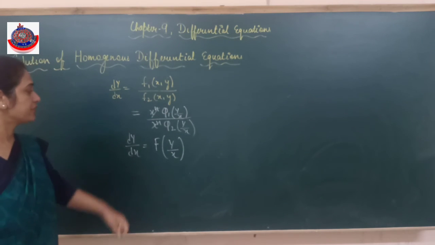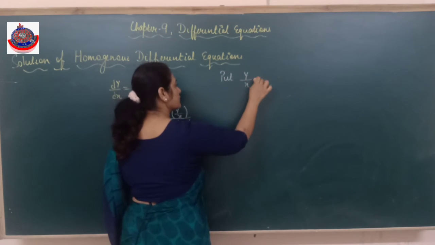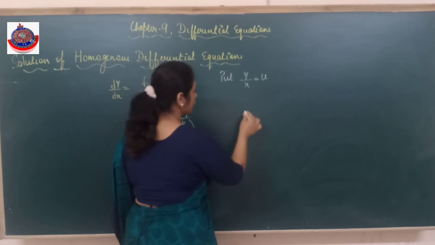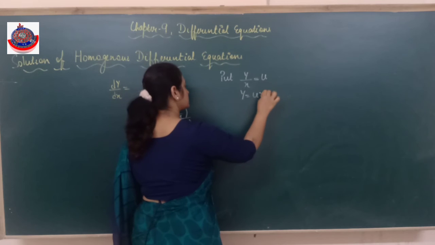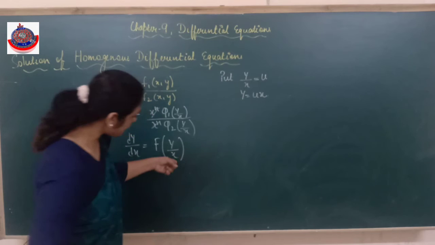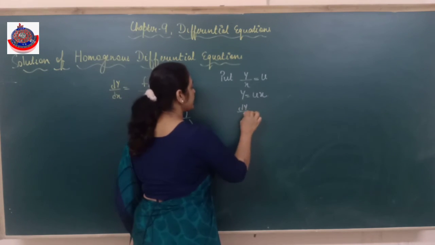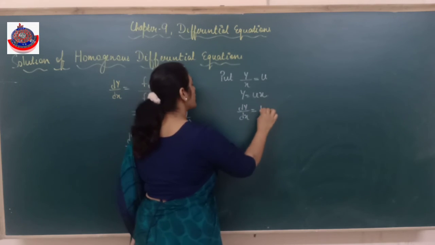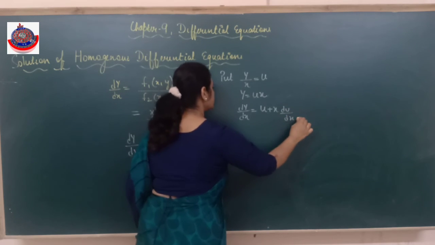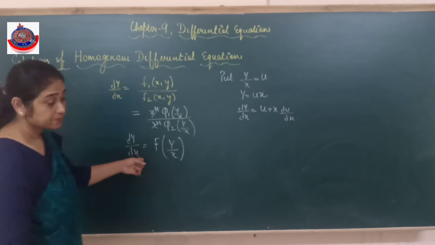Now how to solve it further? Now what we will do? Y upon x is equals to u or v, whatever. Now this is a substitution. I'll put y upon x, जो भी y upon x है, I'll put it is equals to u. Y is equals to ux. So differentiate with respect to x. dy upon dx. U as it is, x की differentiation 1. X as it is, u की differentiation du upon dx. Is this clear? Alright. Then I'll be substituting the values here.